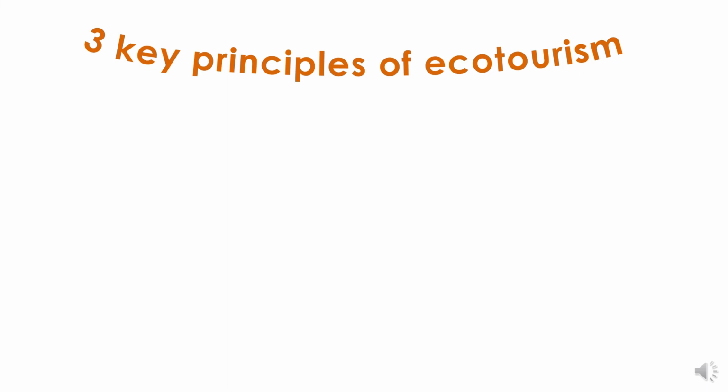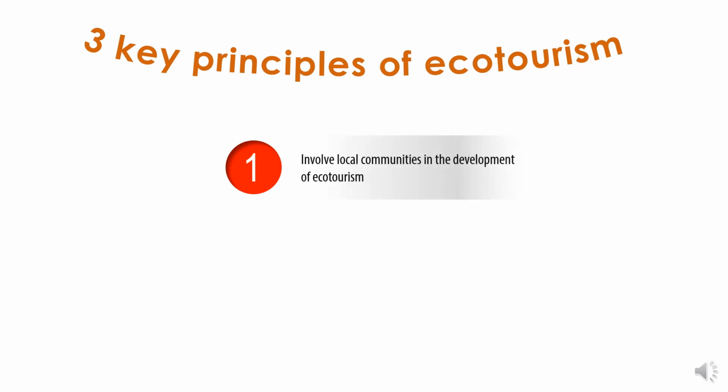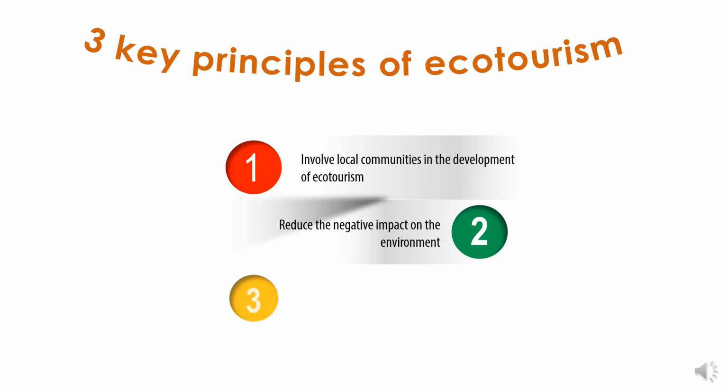Okay, the video shows the three key principles of ecotourism. Okay, let's recap. The first one is involve local communities in the development of ecotourism. Second, reduce the negative impact on the environment. Third, respect the rights of local people. So all three key principles are really important to sustain ecotourism.